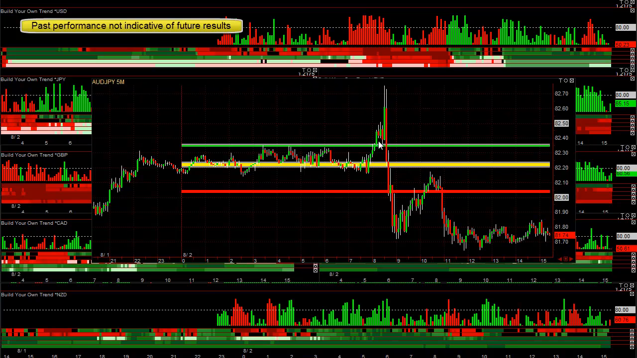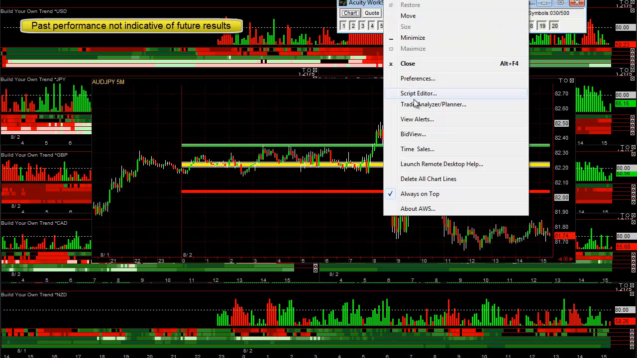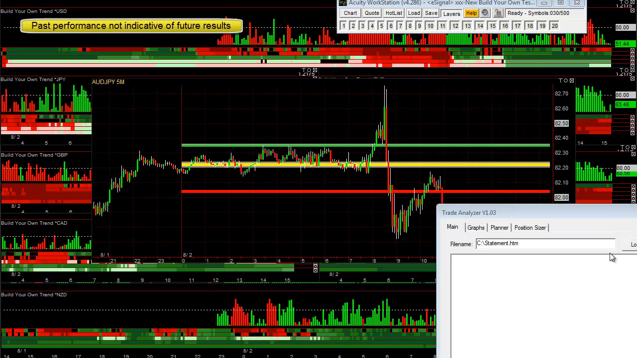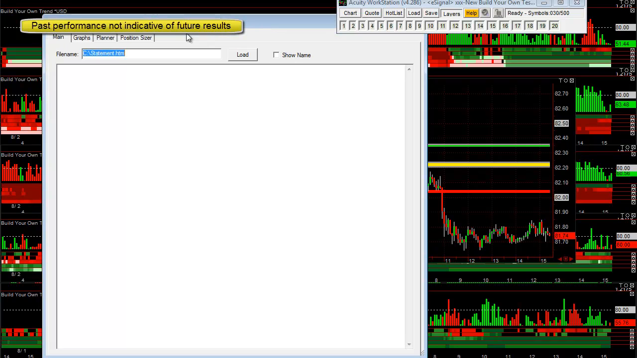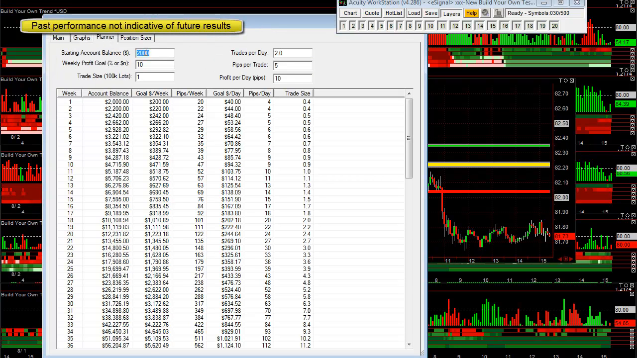Again, 40 pips. You might not realize this, but if you just get 10 pips per day, you're going to double your account. I'm going to prove this to you right now. Here's our Trade Analyzer Planner. You're going to double your account every 2 months. Here's $2,000. We're looking at 10 pips per day.